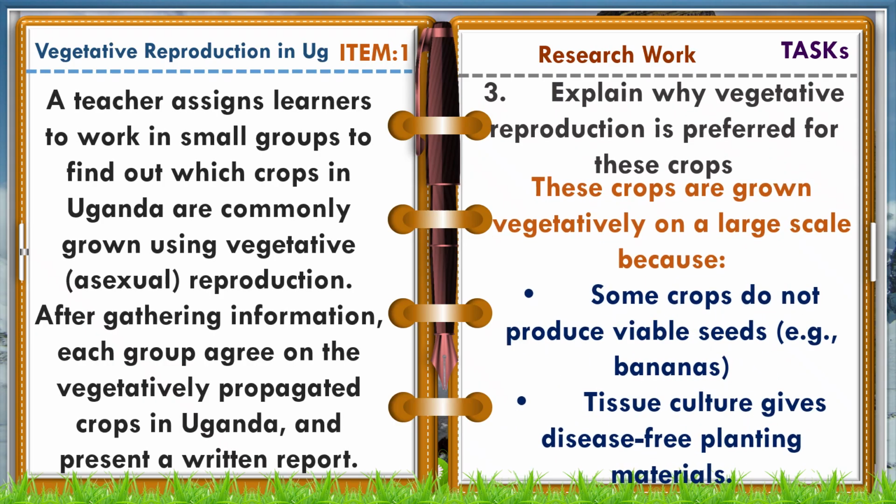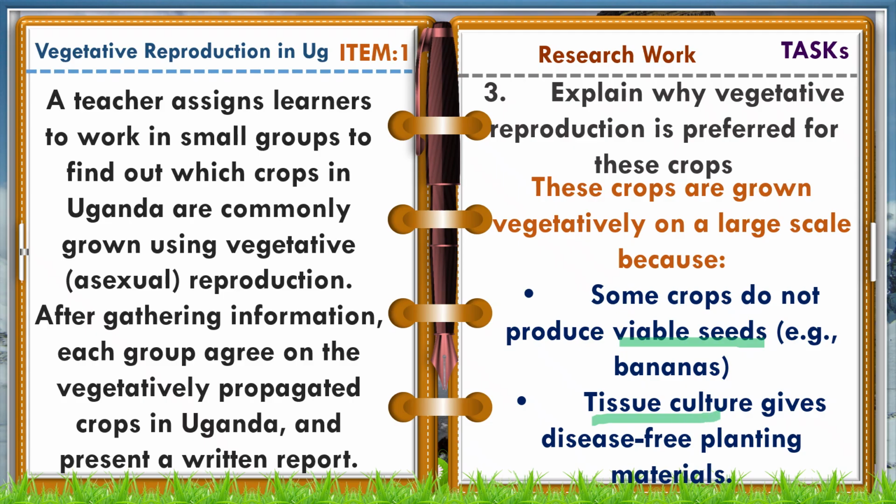Then also, some crops don't produce viable seeds, for example the bananas. So for crops like the bananas, where we don't have seeds, the only method of propagation is going to be vegetative reproduction. So it will help us to produce such plants that don't have viable seeds.